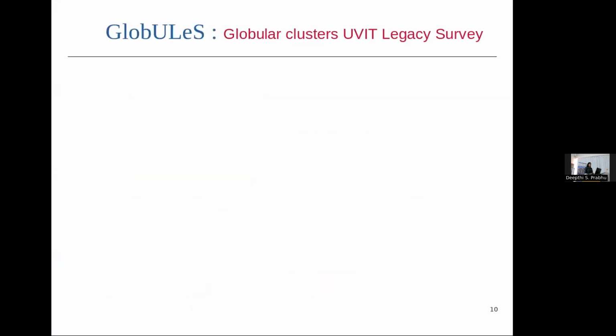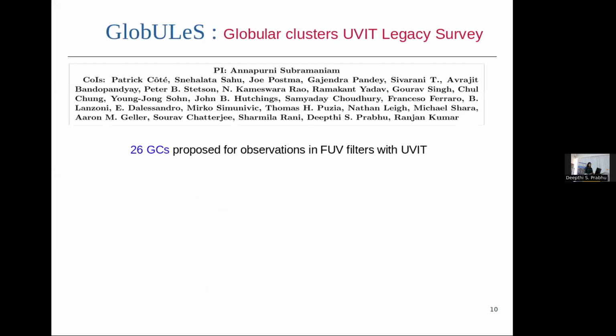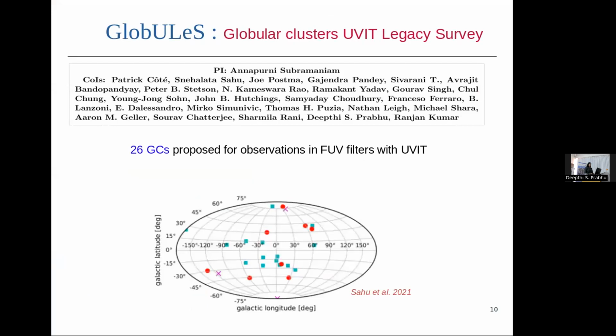So this UV survey that we have conducted using UVIT, the UVIT legacy survey of globular clusters, where we have proposed 26 globular clusters to be observed in UV filters with UVIT. And the team is led by Annapurni Subramaniam. So this is the distribution of the sources along the galactic latitude and longitude. And the metallicity range is from -2.3 to -0.6.